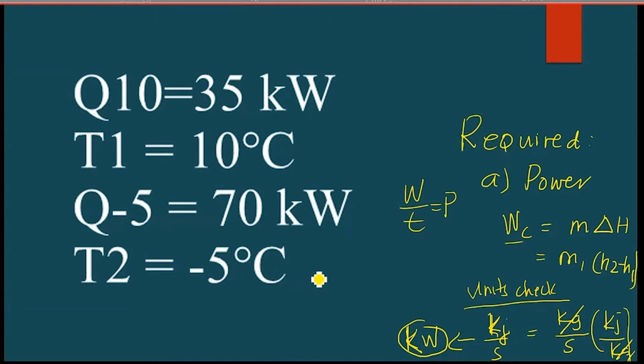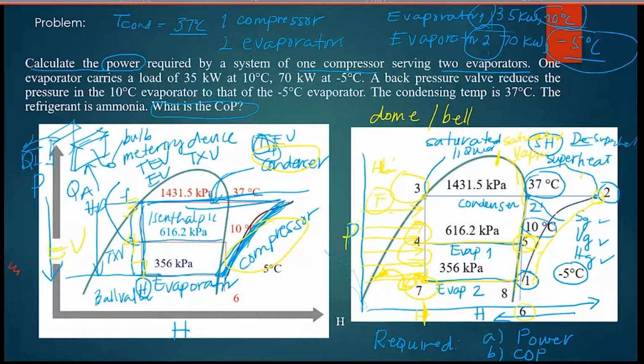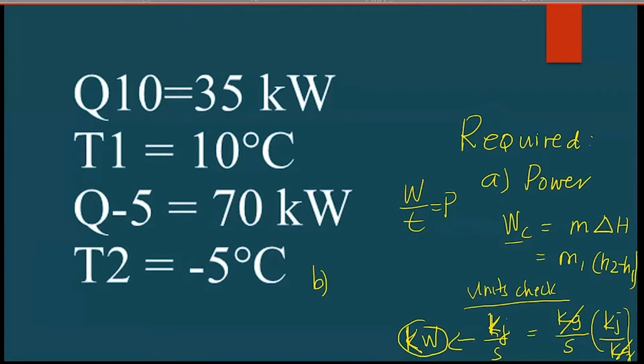Now, if I may put here the B, we are asked for the COP. What is COP? Coefficient of performance. And what is the coefficient of performance? It is the heat load of the evaporator, meaning the total amount of heat that the evaporator has to absorb, divided by the work of compression.